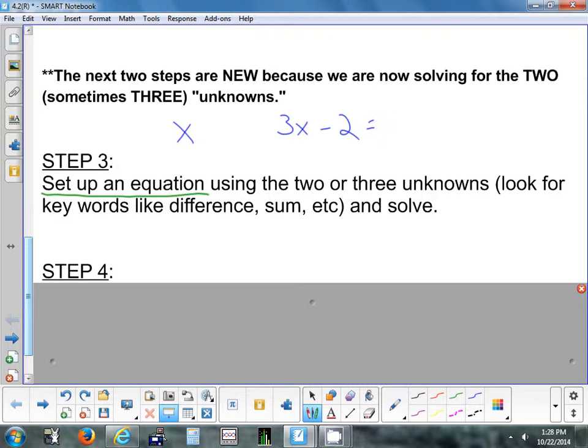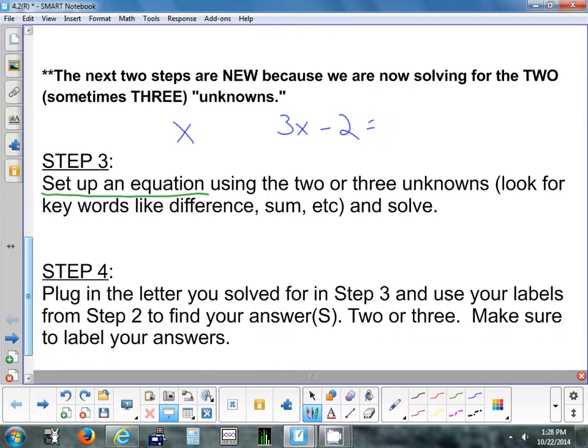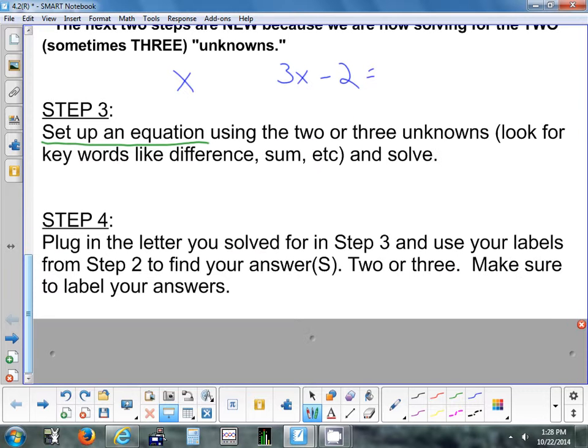Now after you do step 3, you're going to know one of your unknowns. You're going to have x equals, and you're going to have an answer after step 3. So in step 4, you're going to take that answer you just got in step 3 and use the work you did in step 2 when you represented your unknowns, and plug in your answer. That's going to help you find your unknowns. This will be a lot clearer when we do an example. I'll go through the template too.